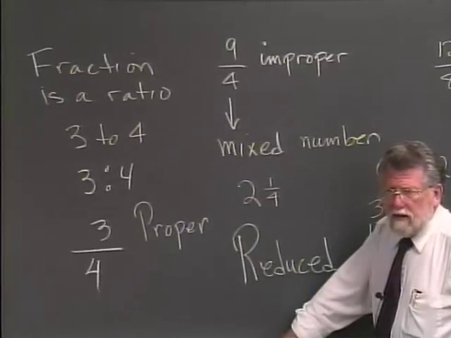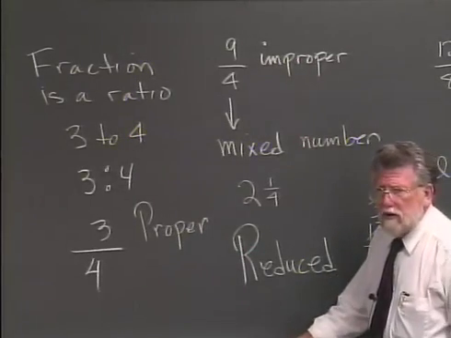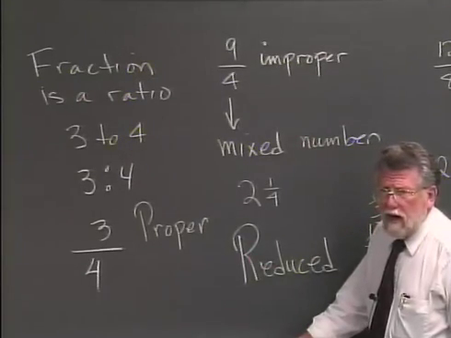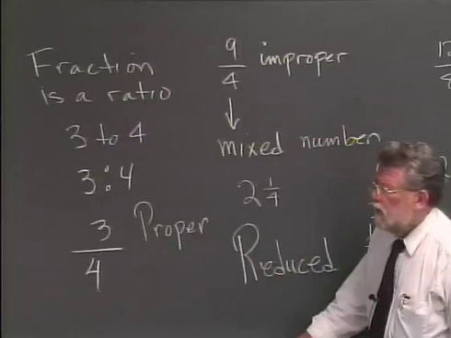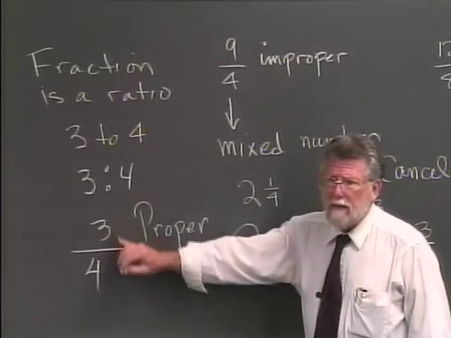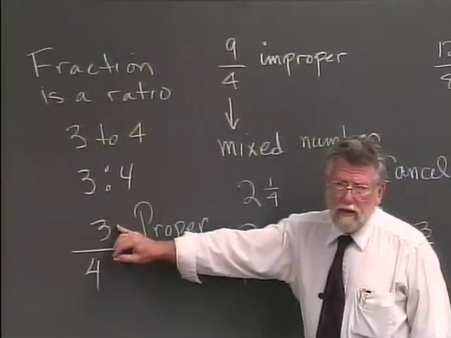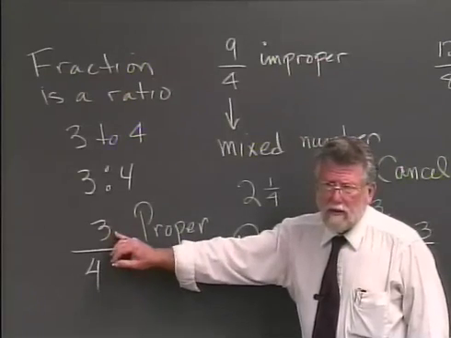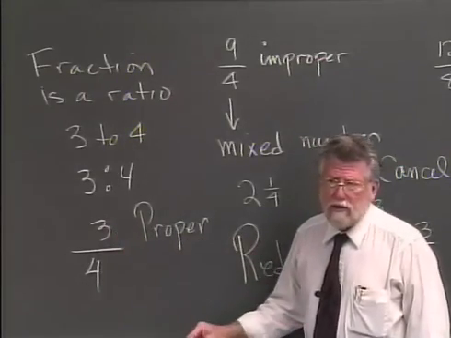We would like a fraction to be reduced, and by that we mean there's nothing I can divide into the top and bottom of the fraction. Remember, this is our fraction. Top, bottom, we name the numerator the top and denominator the bottom. There's nothing that will go into these two numbers other than 1, so we call it reduced.